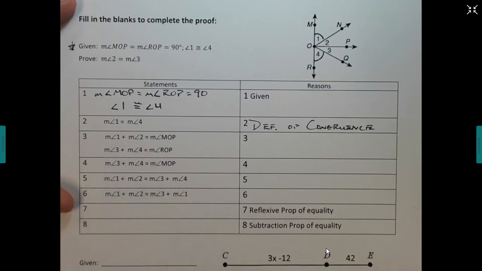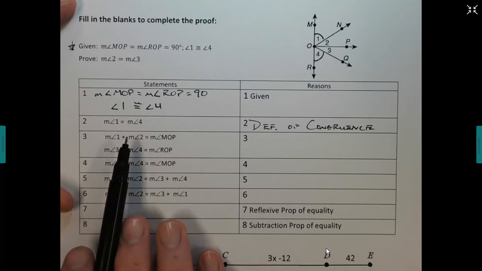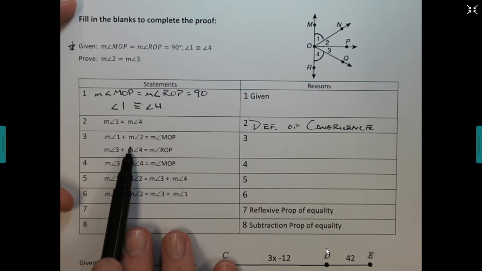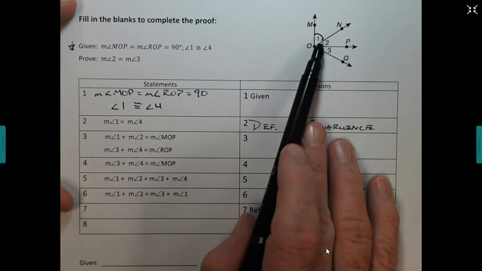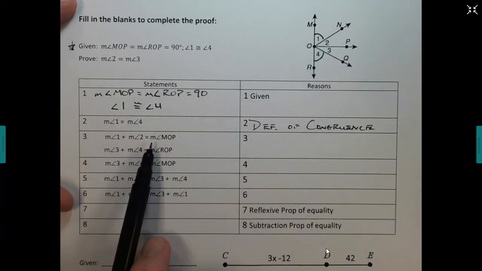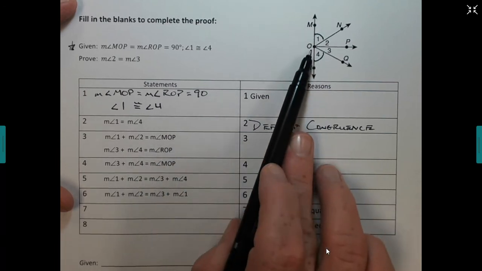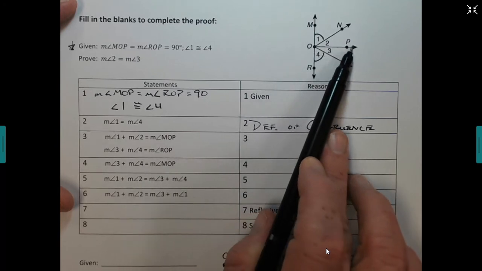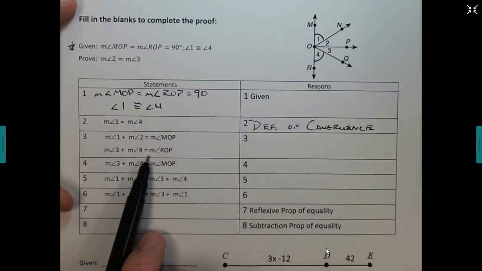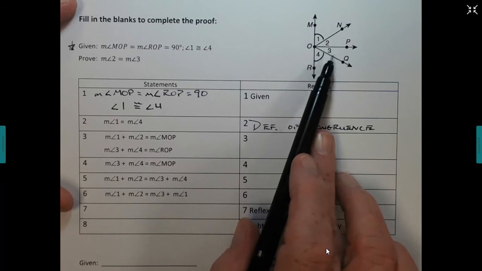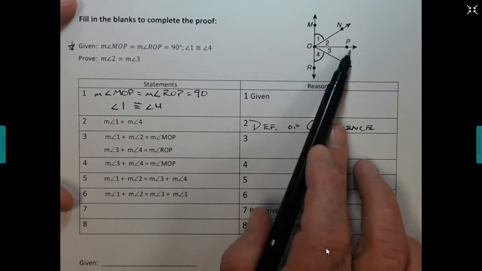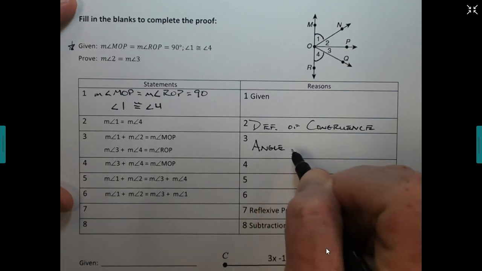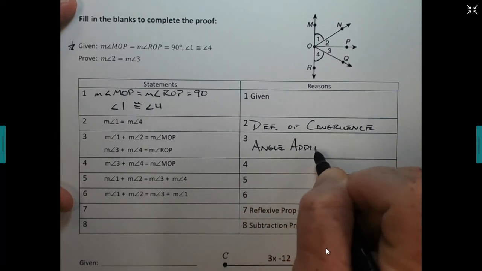So, step 3, big deal. This looks like quite a bit different than anything that's been said, so usually I'll look up at the diagram. Angle 1 plus angle 2 equals angle MOP. Well, yeah, if I put 1 and 2 together, that should be angle MOP. They're kind of saying the same thing in the other part of this, that 3 plus 4 better equal ROP. This is the angle addition postulate.